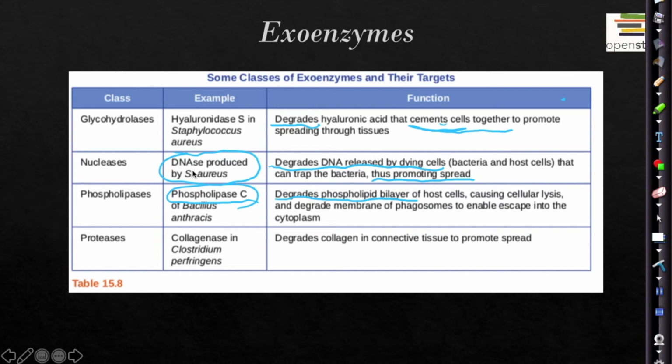So if the pathogen releases DNase and it degrades the DNA, it makes it easier to move through that DNA. I think these are pretty straightforward, so things like phospholipase C that degrades the phospholipid bilayer, I think you can understand why that would be detrimental to one of your cells. If you're getting rid of that phospholipid bilayer, then your cells are going to die.